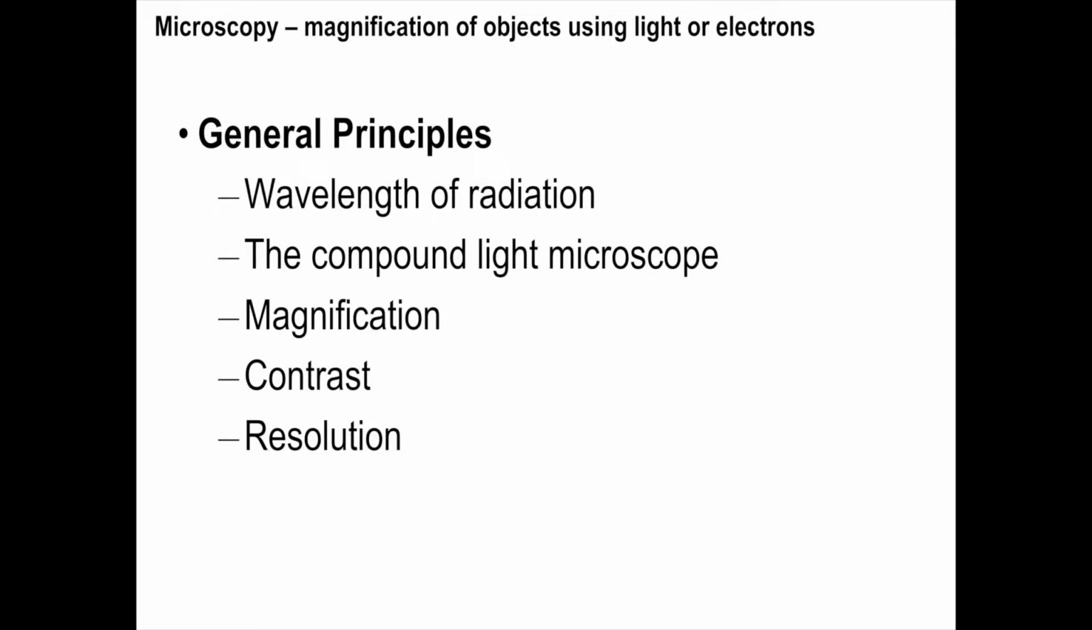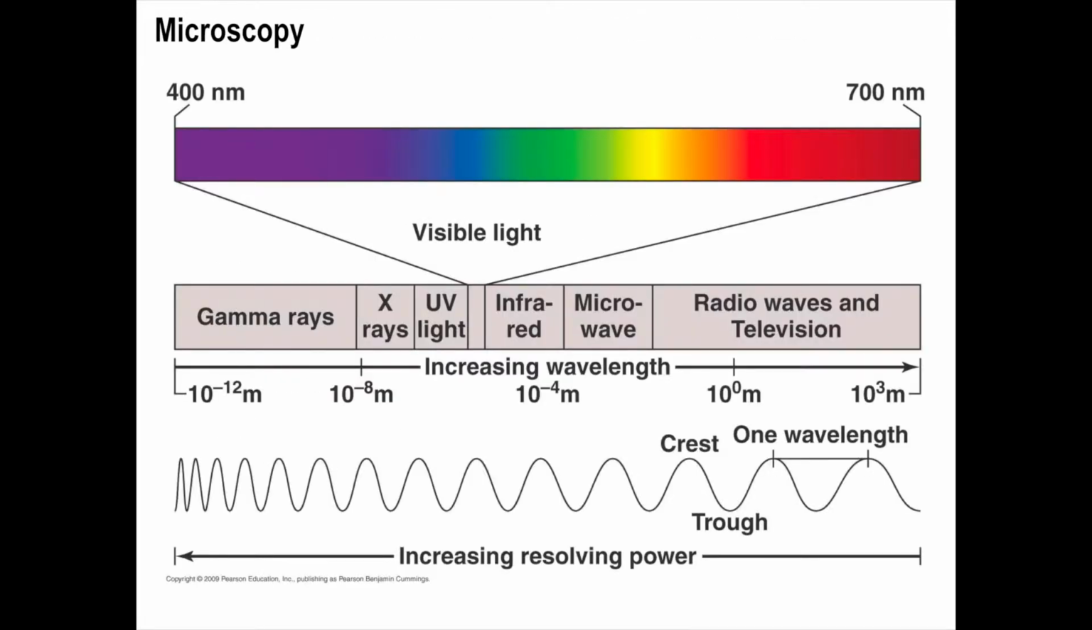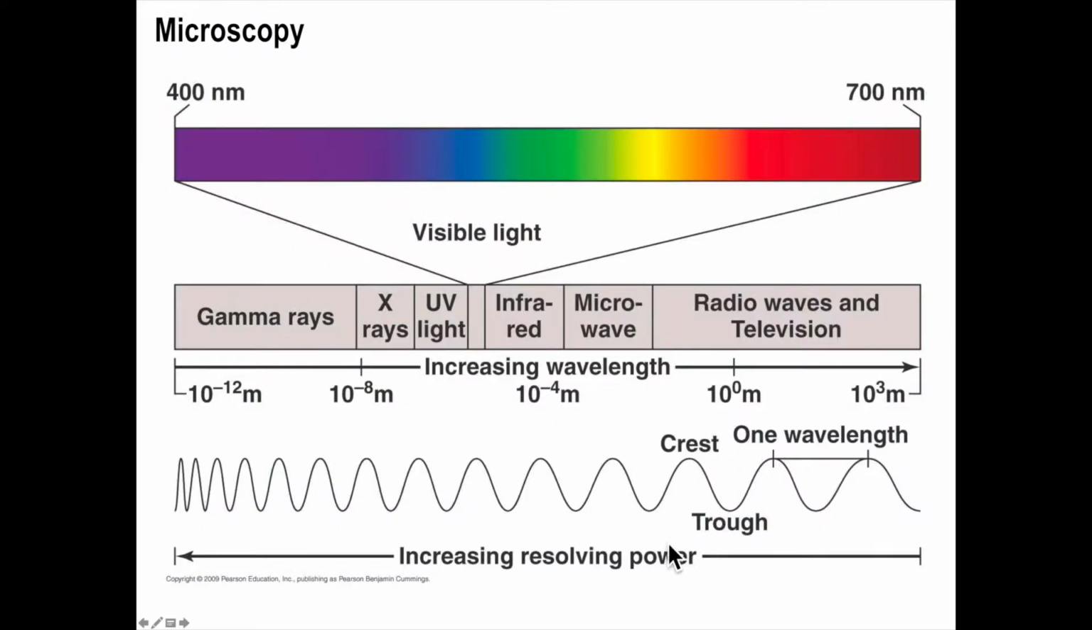Let's get into the different components here. We are using visible light, which is what a compound light microscope uses. When we decrease the wavelength, from 700 to 400, we have increasing resolving power. Without getting into a lot of the specifics, that's an example of why electron microscopy has higher resolution, and we can see much smaller things with electron microscopy due to the wavelengths.